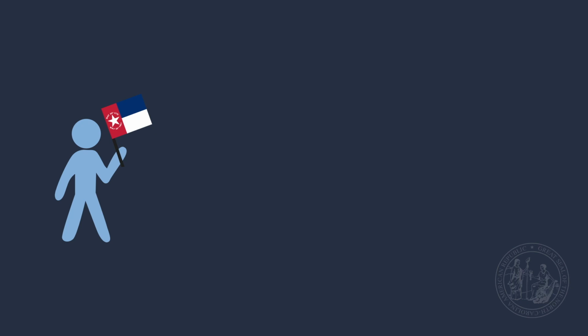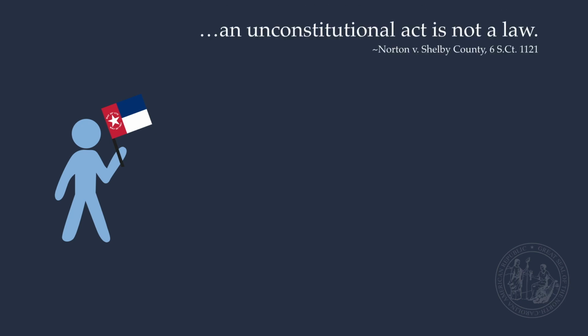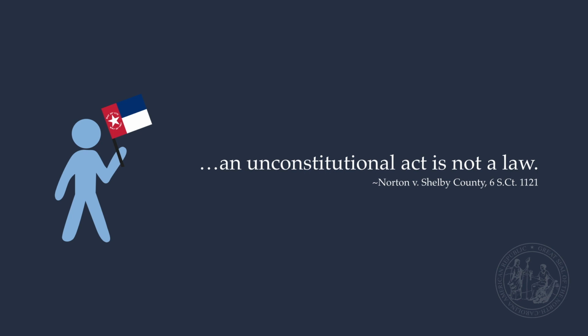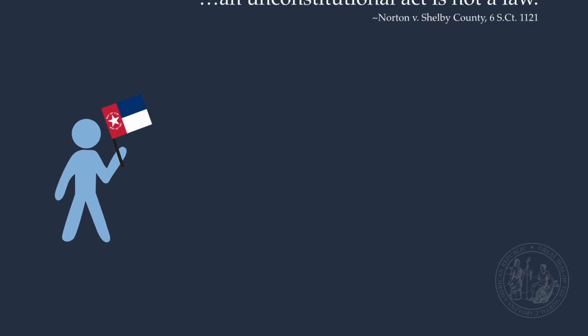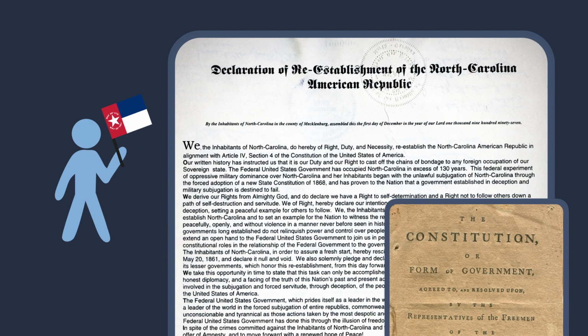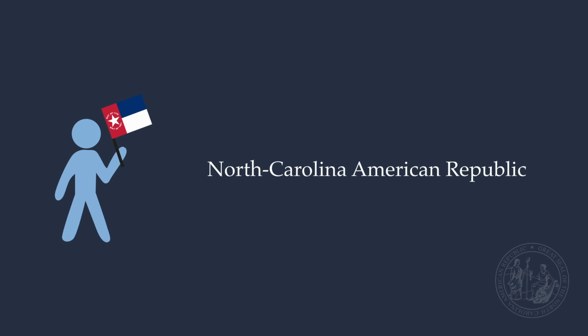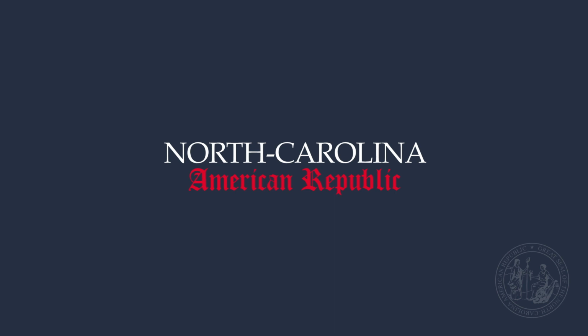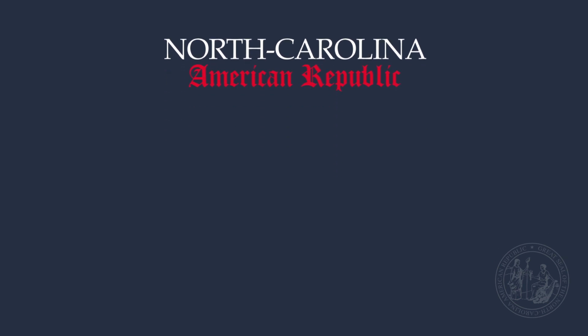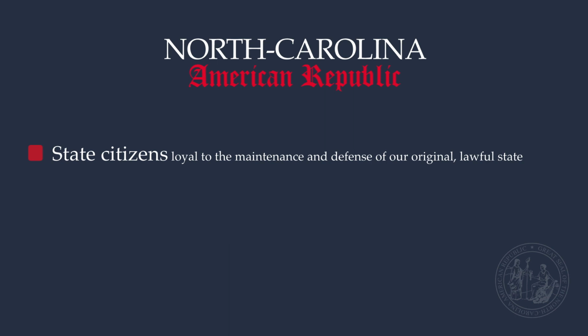In 1997, a contingent of individuals living in North Carolina, recognizing that violations of the Constitution create no law, together reestablished or reclaimed the original state of North Carolina, her Constitution, and her system of government. The reestablished state was called the North Carolina American Republic to keep it distinct from the de facto state of North Carolina. The North Carolina American Republic, or NCAR, is composed of state citizens who are loyal to the maintenance and defense of our original lawful state.